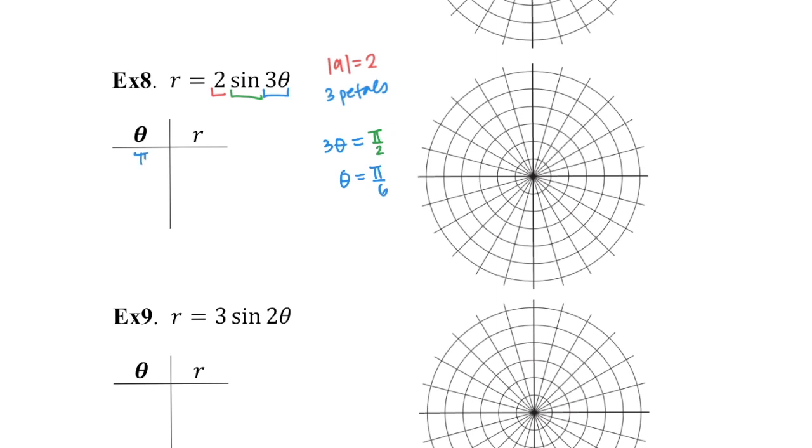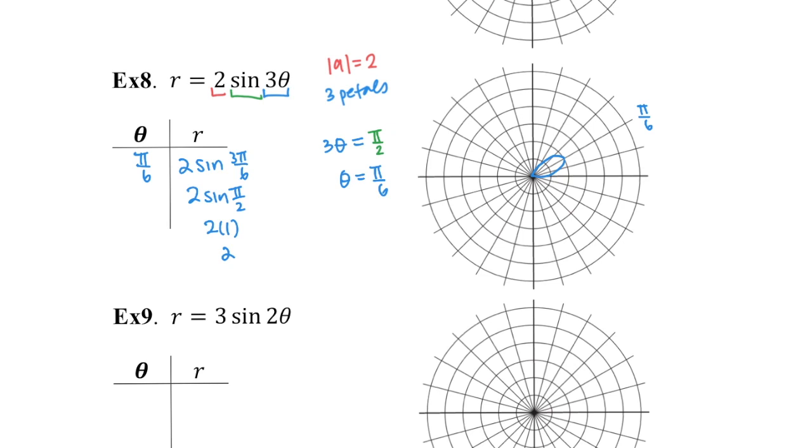So if I plug in pi over 6, I get 2 times the sine of 3 times pi over 6, which is 3 pi over 6, which is 2 times the sine of pi over 2, which is 2 times 1. So that gives me 2. That's why I wanted to start it at pi over 6. Depending on your scale, it might look different. But for me, pi over 6 is right here. So at pi over 6, I'm going to have my first petal. The length of the petal is 2.